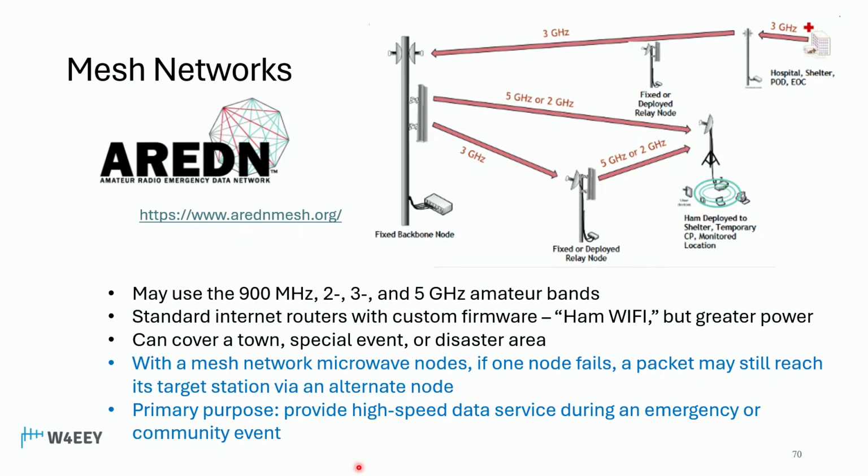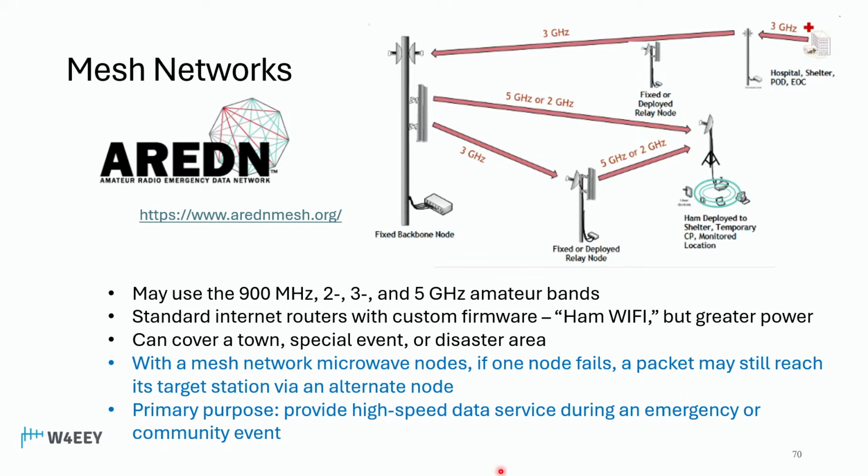And the primary purpose for mesh networks is to provide high-speed data service during an emergency or community event. And there's a link here, ardenmesh.org. Tons of information about how this works. You might not be interested in doing this right away, but you should know that it exists.